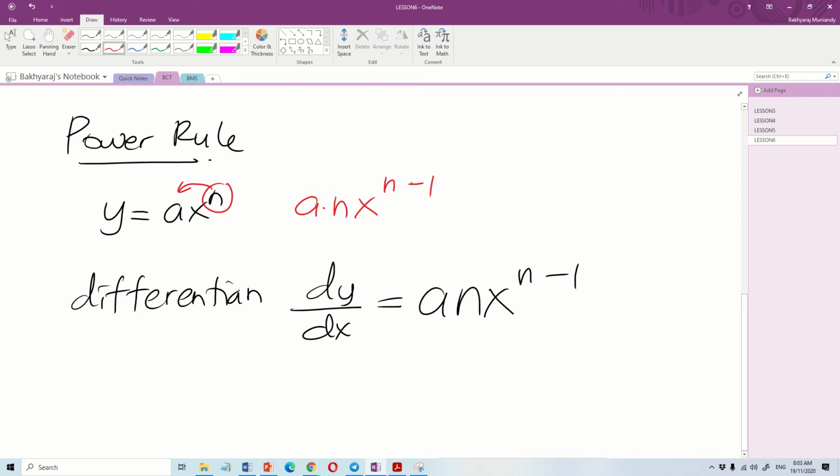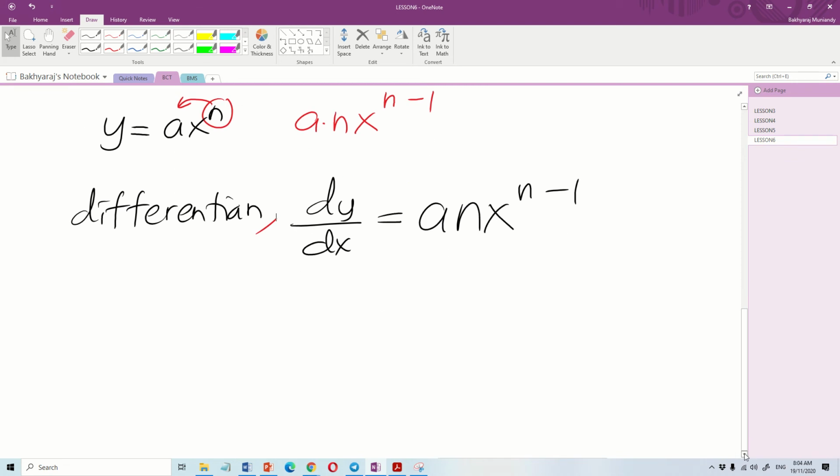That is the simple differentiation rule for y equals ax^n. Ini kiranya kita panggil dia a power rule. Yes, that's the simple introduction for the power rule for y equals ax^n. So the derivative function dy/dx equals anx^(n-1). So I'm going into the first example. Kita tengok macam mana first example dia.